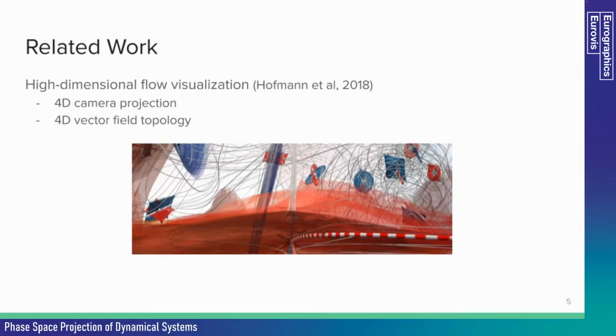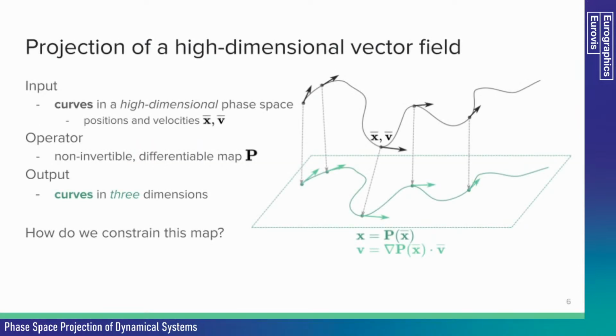Besides the dimensionality reduction methods, it is worth mentioning interesting work in high-dimensional flow visualization. Hofmann et al. developed a 4D camera projection technique that enables exploration of 4D vector field topology. With our method, we do not have a restriction on the dimensionality of the input data. Now we will describe the details of our method. The goal that we stated to accomplish was to project high-dimensional curves from a phase space down to 3 dimensions, ready for visualization.